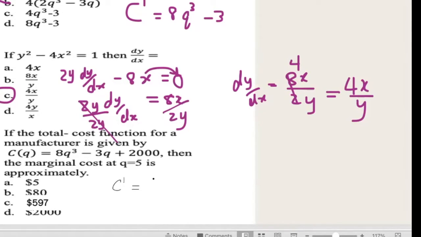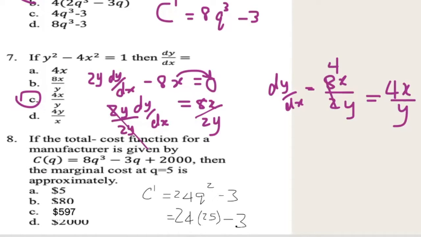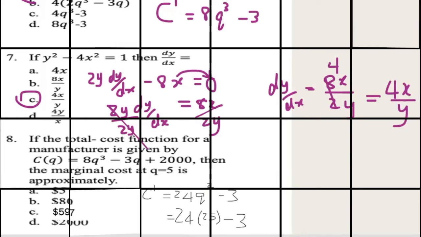So we differentiate this, 8 threes, 24. Subtract 1 from the power, so we have Q squared minus 3. So therefore, I have 24 Q squared, so 5 squared is 25 minus 3. So 24 times 25, that's going to give me 600. And then you take away 3 from it, so it gives me 597.